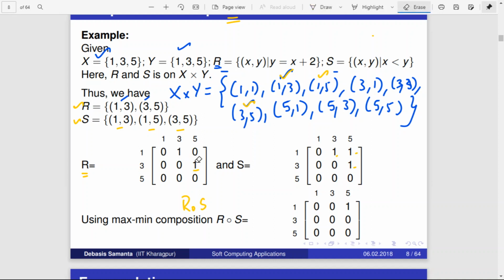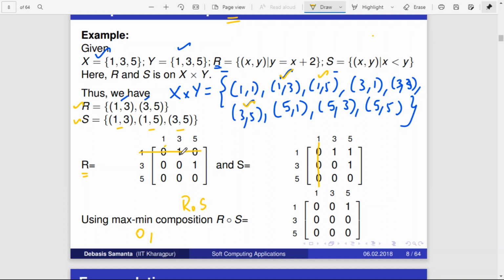So what we have to do exactly is this. Take the first row of R and map it with the first column of S, and then perform min and max on it. Then you will get the first entry of R composition S. So take min of 0 and 0, the min is 0. Then 1 and 0, the min is 0.